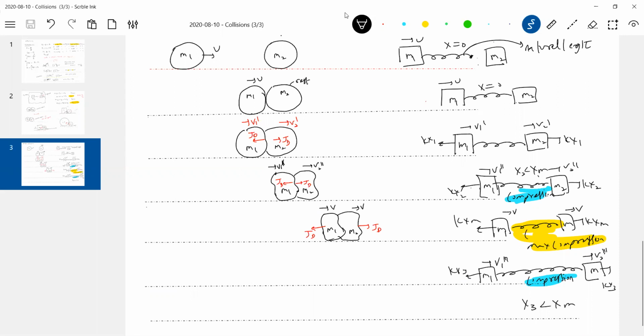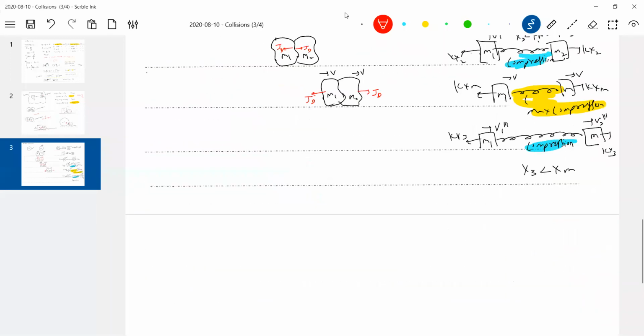Tell me, after this what will happen? Because this is not connected. The block M2 is not connected to the spring. Only M1 is connected to the spring. Please notice this. What is the sequence that will take place after this?